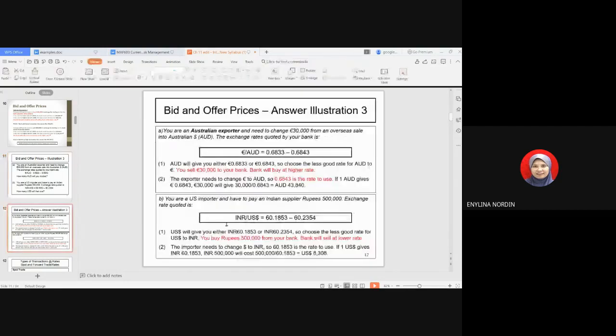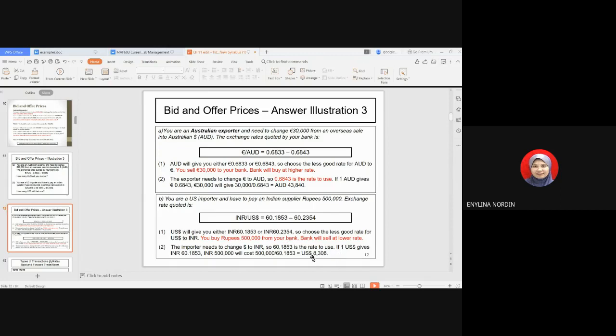So look at this one. That means you will buy 500,000 rupees from the bank. That means you will carry your US dollars. How much US dollar should you bring to the bank in order to buy these rupees? So that means the bank will use the 60.1853 rate, the lower rate, sell. Okay, so then how to determine?